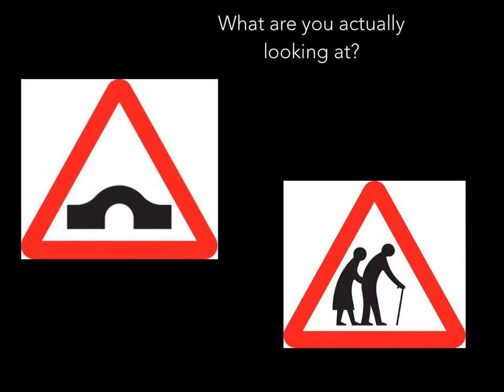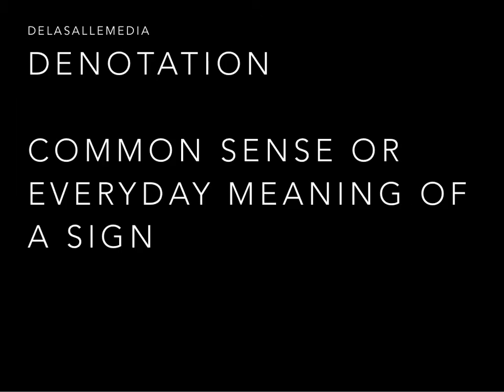The denotation of these signs is basically a blob of black ink inside a red triangle shape. What it represents to us are the connotations. Are they actually two old people? No, of course not. But the sign reinforces to us a very stereotypical representation of elderly people, something our mind unfortunately recognizes instantly. So, denotation, common sense or everyday meaning of a sign.